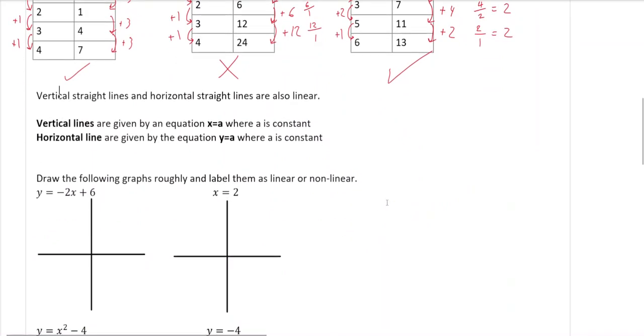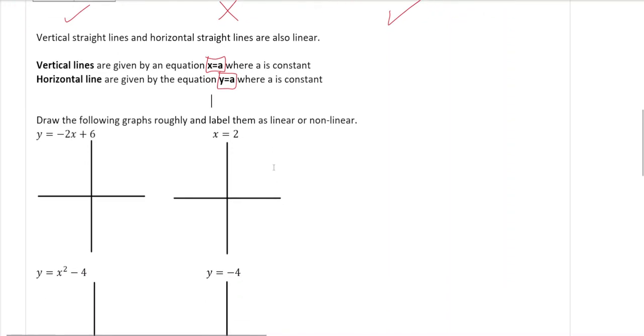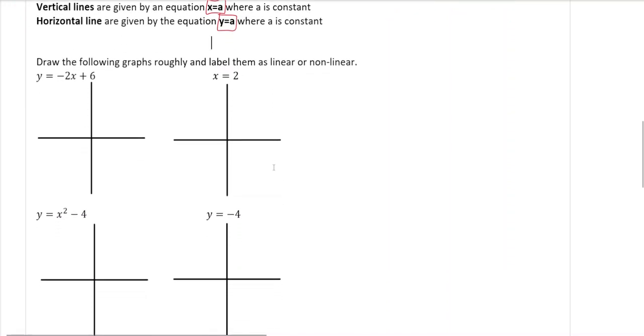Continuing on, we have vertical and horizontal straight lines. So vertical lines are given by this equation where x equals some number. Horizontal lines are when y equals some number. So just keep that in mind. Those do count as linear relations, not necessarily linear functions, okay? So, yeah, here they are. Here's a bunch of examples. You should be able to draw them.